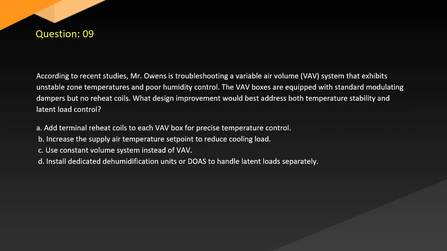Question 9. According to recent studies, Owens is troubleshooting a variable air volume valve system that exhibits unstable zone temperatures and poor humidity control. The valve boxes are equipped with standard modulating dampers but no reheat coils. What design improvement would best address both temperature stability and latent load control? A. Add terminal reheat coils to each valve box for precise temperature control.